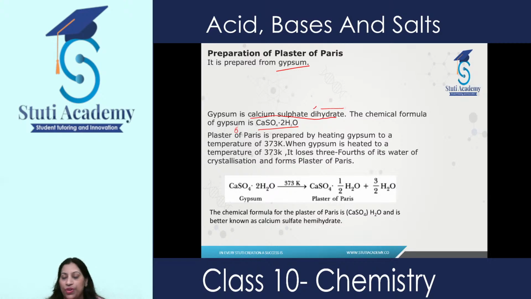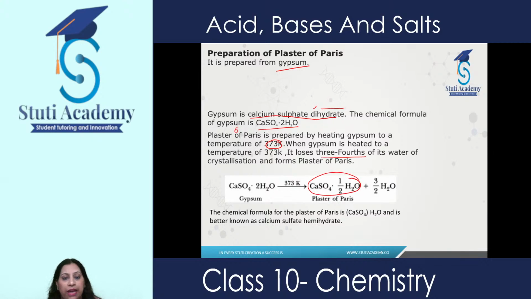It is an extremely important question. How can you prepare POP, plaster of Paris, from gypsum? So this plaster of Paris is prepared from gypsum when it is heated at 373 Kelvin. When we heat gypsum at 373 Kelvin, it loses 3/4 of its water molecules due to the process of water of crystallization and forms POP.